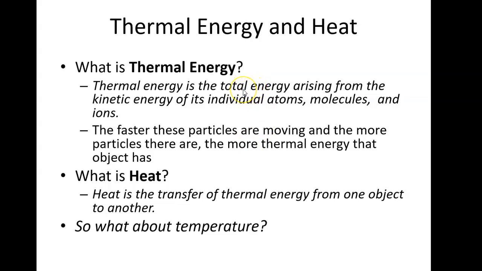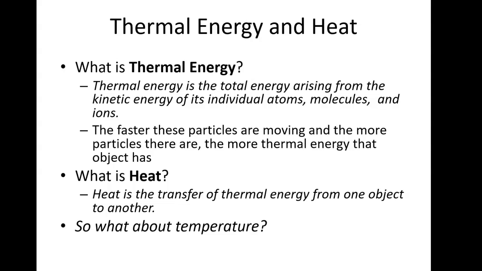So if I have 2 atoms, I don't know what object has 2 atoms, but if I had 2 atoms, I would be adding the kinetic energy of 2 atoms together, right? I would be adding 2 numbers together. If I had, let's say, 1,000,000 atoms in an object, I would be adding 1,000,000 numbers together. And so clearly, the more atoms you have, the more thermal energy you have, and the faster they're moving, right, because kinetic energy is energy of motion, the more thermal energy that an object has.